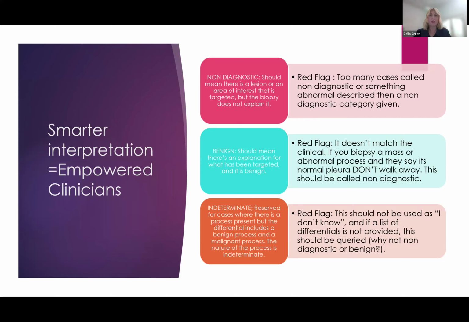So if your report says indeterminate and a list of differentials is not provided, you should ask why, and you should ask what are the differentials then? Because if it's indeterminate, you're saying, well, then what is it between? And then the question from there is, why haven't you called it non-diagnostic or benign if this is what you're tossing up between? Because if their differentials all include benign processes, you can move along. And if the differentials all include malignant processes, then you can start a very different activity.